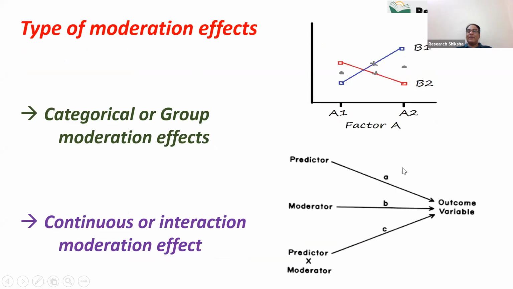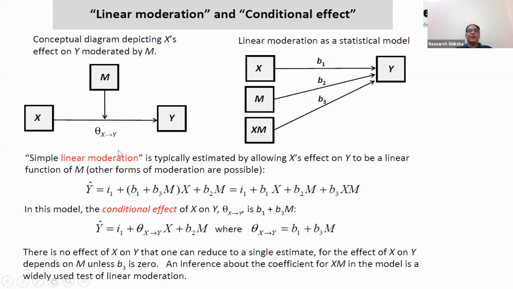Here we are having one independent variable, one moderator variable, and we are finding the effect of the product of interaction variable on the outcome variable. Okay, let me show you like this. So this is a linear moderation.